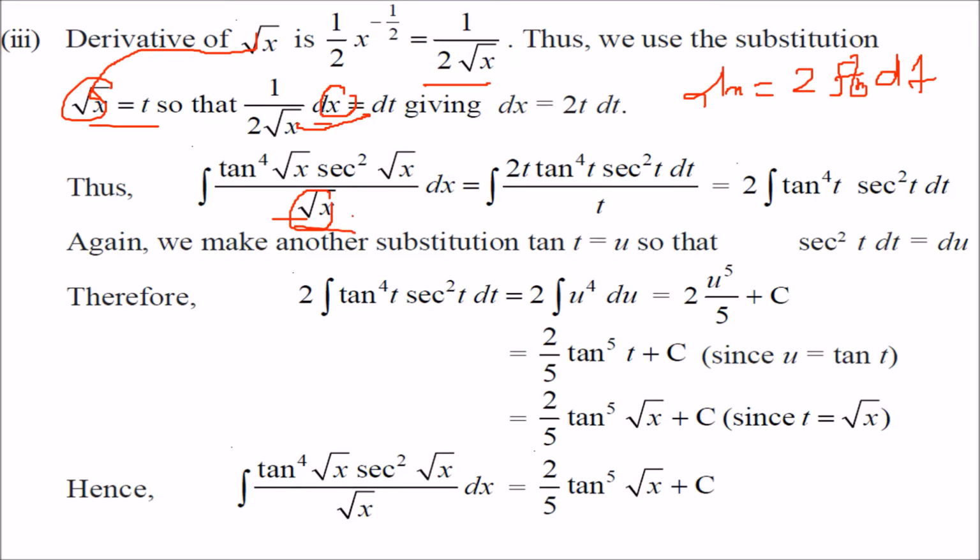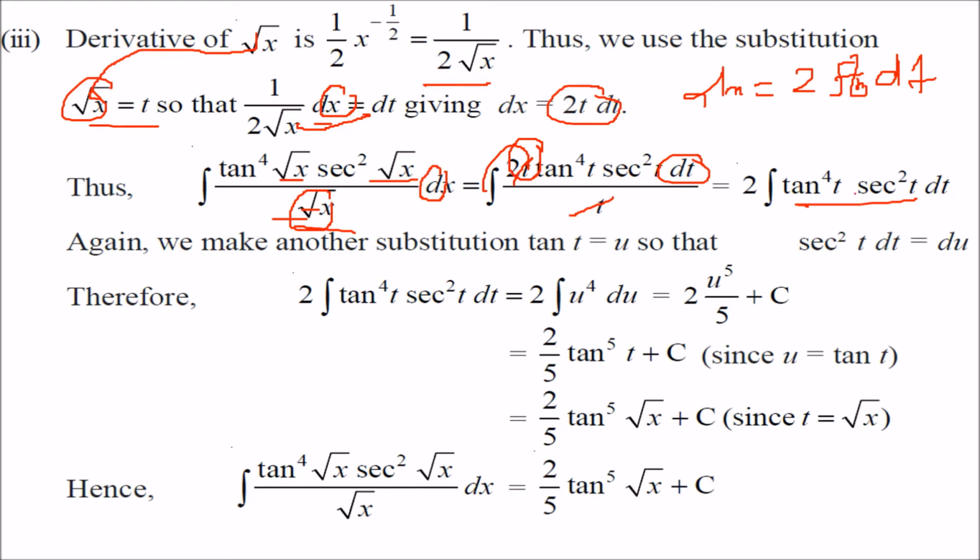Now let us take this. What we have taken? Root x as t. So this will be tan to the power 4 t sec square t, divided by t. And how about this dx? This dx is nothing but 2t dt. But this t can be cancelled out and 2 can be taken out. Now we are only left with tan to the power 4 t and sec square t.